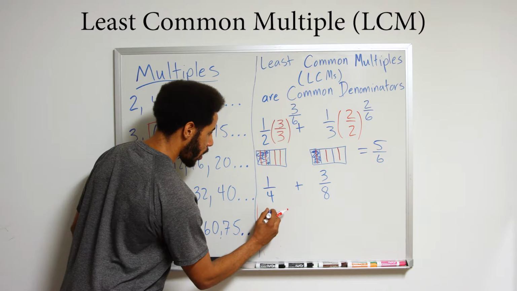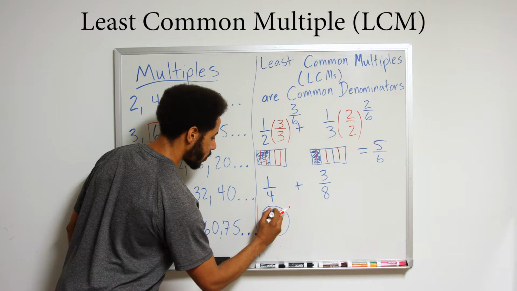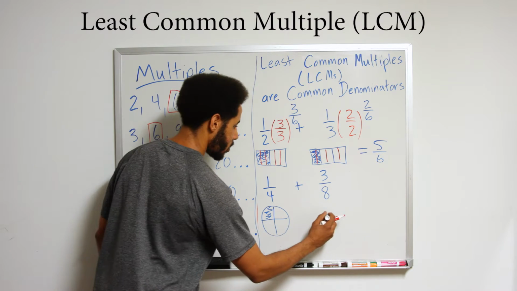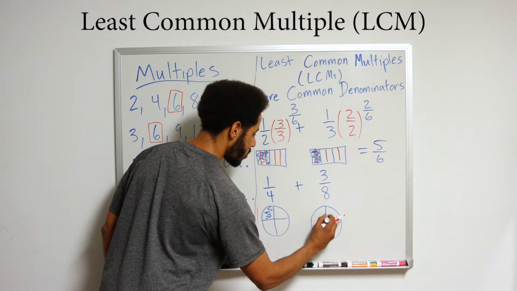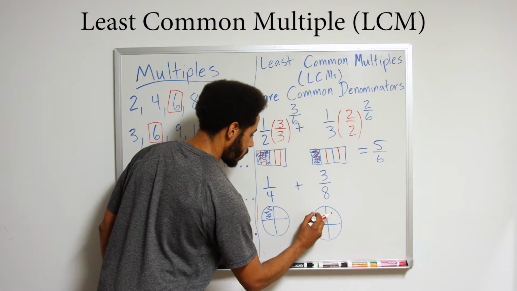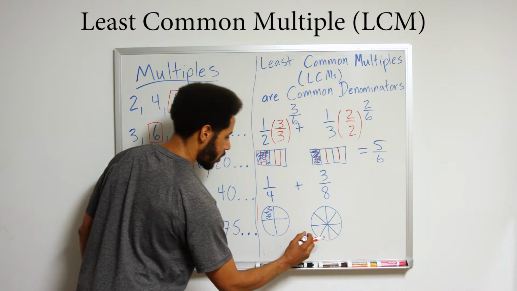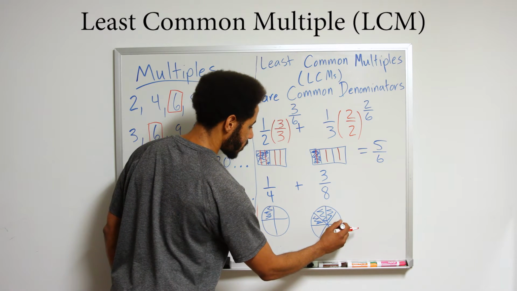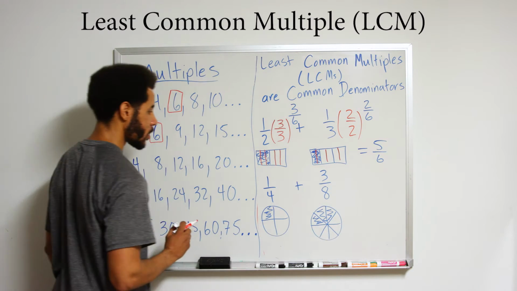So, another visual model here. This time I'll go ahead and use a circle. Imagine we have 1/4 here, and over here we have 3/8. So I'm going to make fourths, and I'm going to cut those fourths in half. So now we have 1, 2, 3/8. Less than a half, but more than a quarter here.